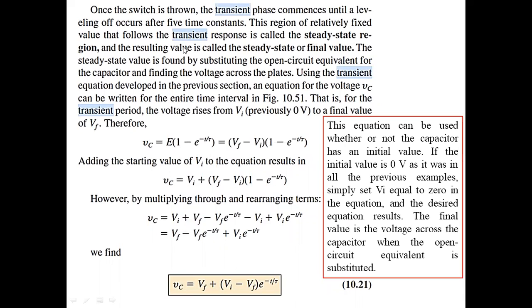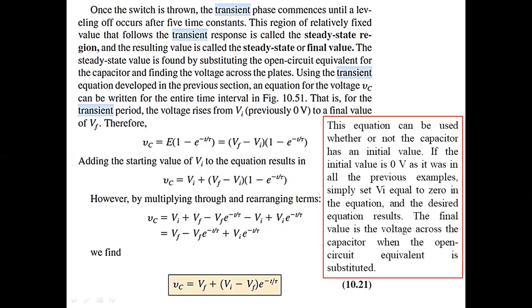Once the switch is thrown, the transient phase commences until a leveling off occurs after 5 time constants. This region of relatively fixed value that follows the transient response is called the steady state response, and the resulting value is called the steady state or the final value. The steady state value is found by substituting the open circuit equivalent for the capacitor and finding the voltage across the capacitor. Here we have Vc equals E times 1 minus e raised to power minus t by tau, which is the formula for the charging phase.